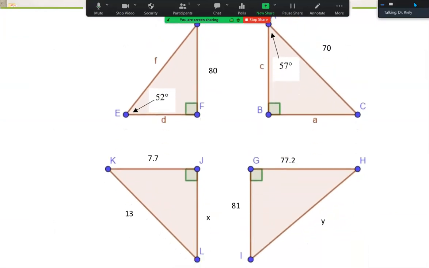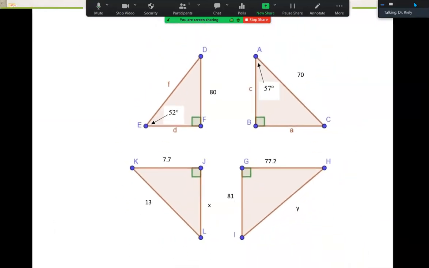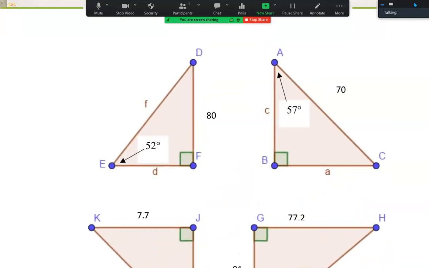Okay, now I have these four triangles. I want you to solve each of these four triangles. So why don't I pick a different color for each triangle? This first one's going to be green. Know that SOHCAHTOA is always something that you're going to be using. So let's see what we can solve. We are missing this angle, we're missing this side, and we're missing the hypotenuse.